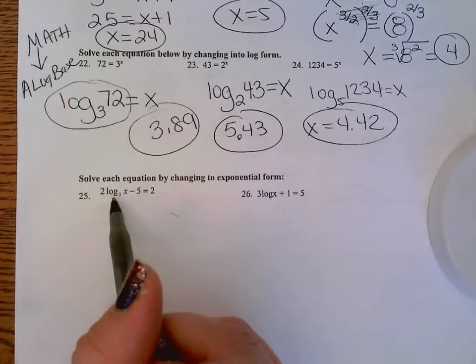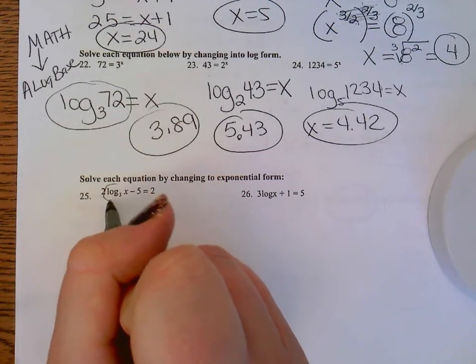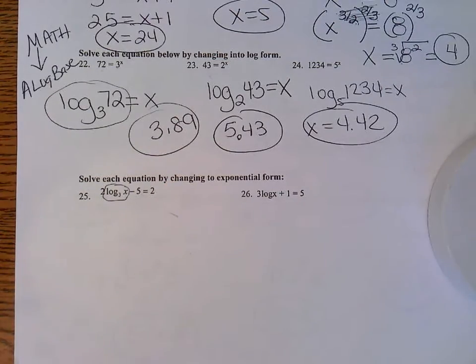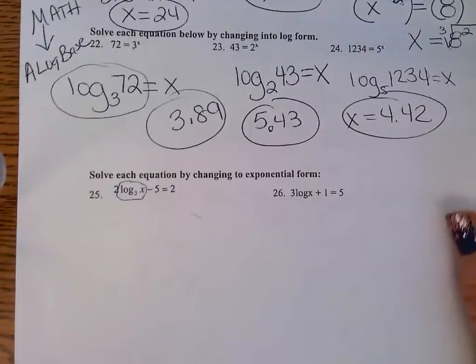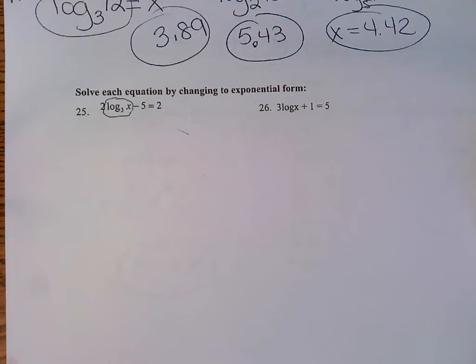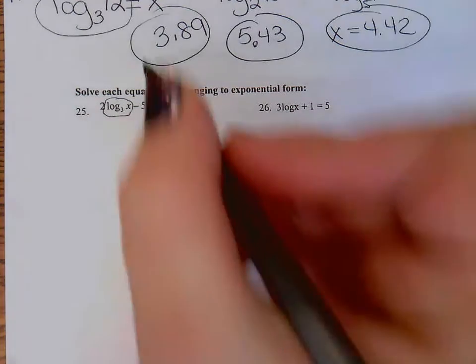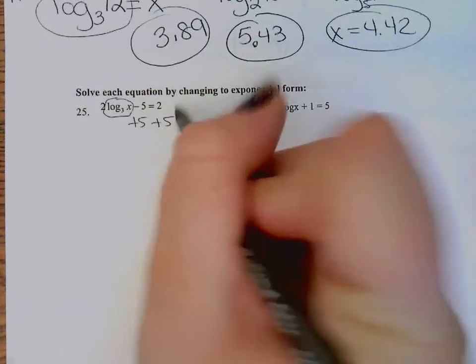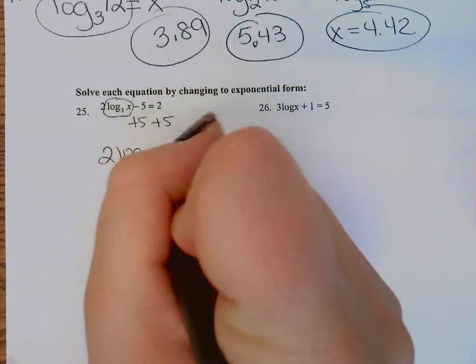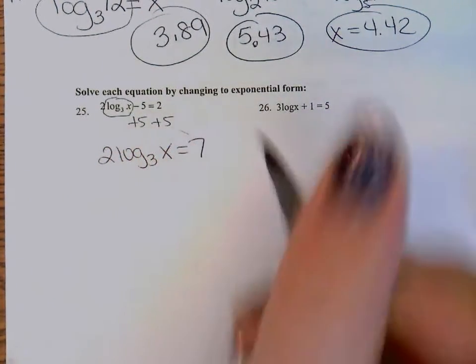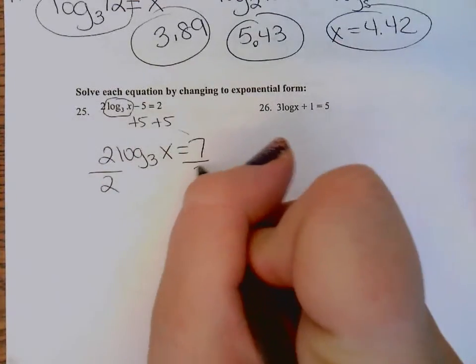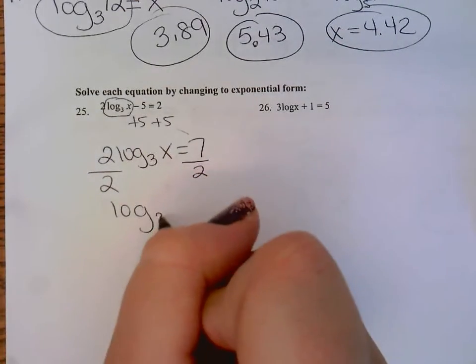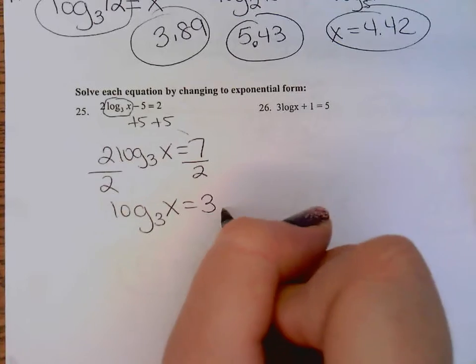So first you need to get this log all by itself. So what would I move to the other side? What should I strip to the other side first, do you think? Least attached. I would add 5 first, personally. Because you just have to make sure you multiply by 2 on everything. I would divide by 2 at this second step. So you'd have log base 3 of x equals 3.5.